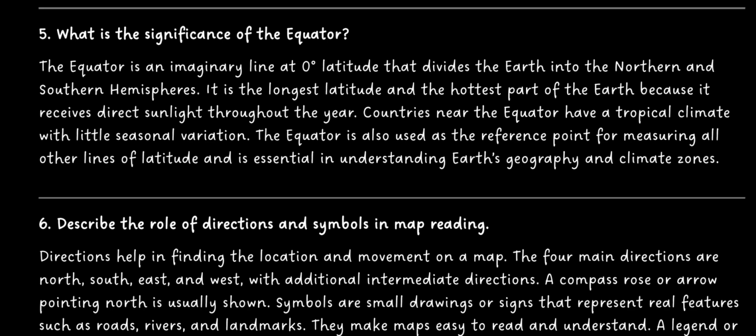The equator is also used as the reference point for measuring all other lines of latitude and is essential in understanding Earth's geography and climate zones.